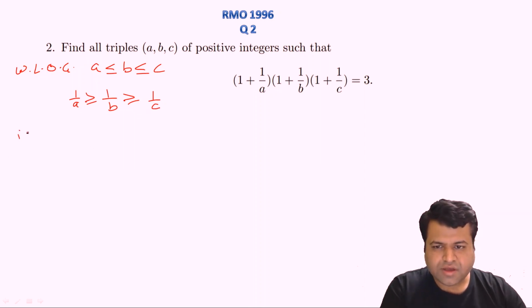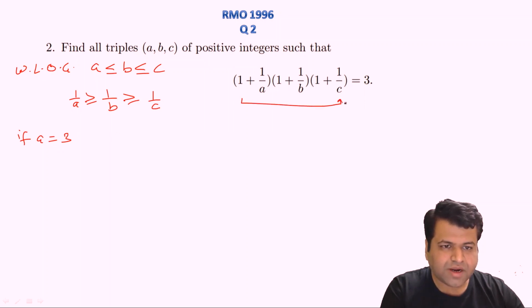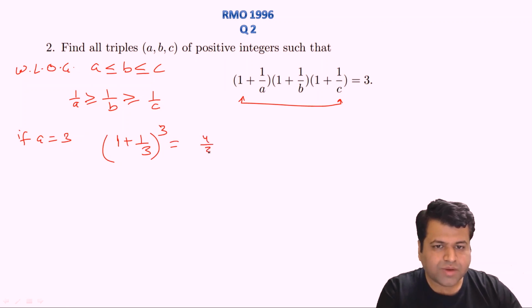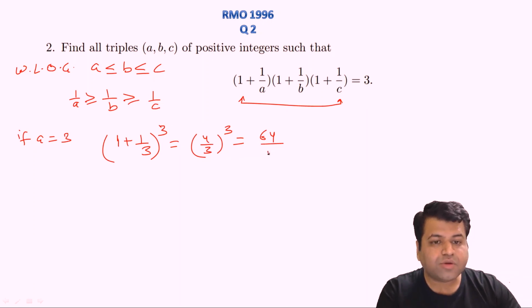Alright, so if A is equal to 3, then the maximum value of the left hand side will be attained when B and C are also equal to A, that is when 1 by B is also 1 by 3 and 1 by C is also 1 by 3, right? So the maximum value will be achieved only when A is equal to B is equal to C. The maximum value in that scenario will be (1 plus 1 by 3) whole cube, and that is equal to how much? 4 by 3 cube, which is 64 upon 27. This value is clearly less than 3, right?